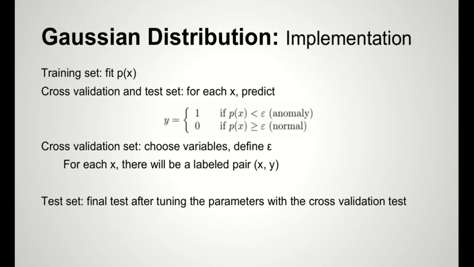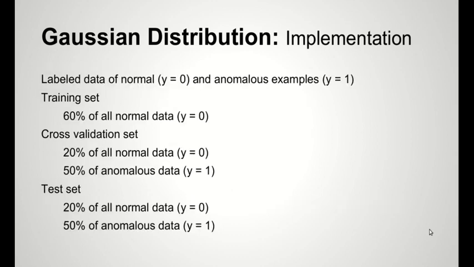So for the cross validation set, we'll have 20% of normal data with y equals to 0, and because here we want to evaluate how well we are performing, we must have anomalous data here. So we take 50% of our anomalous data and randomly divide it into the cross-validation set and the test set.